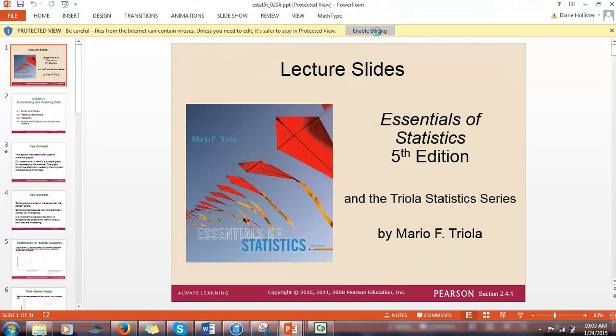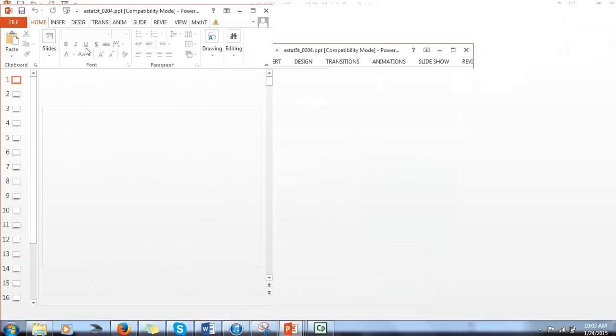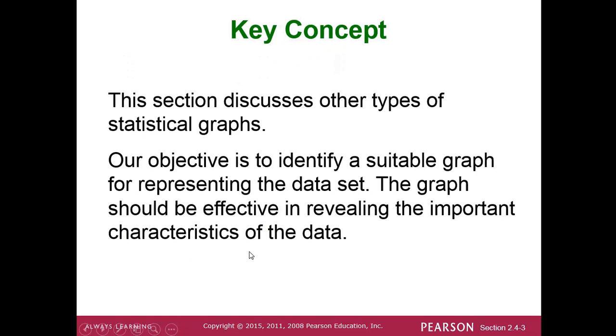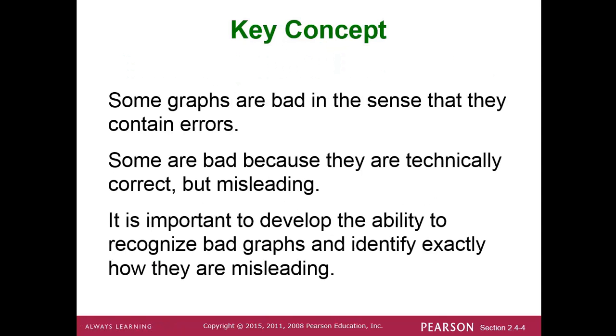Okay. And on our last section here, we're going to take a look at other types of statistical graphs. The goal is to identify the suitable graph for the data set that we're working with. You want to be able to represent the key facts about the graph.